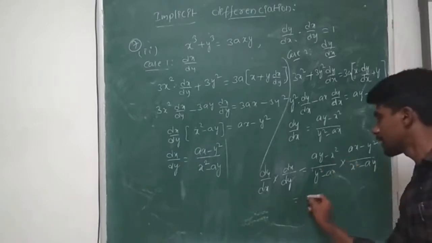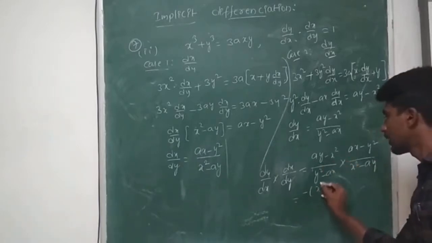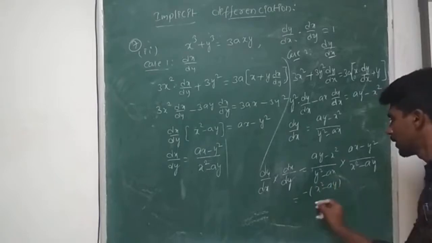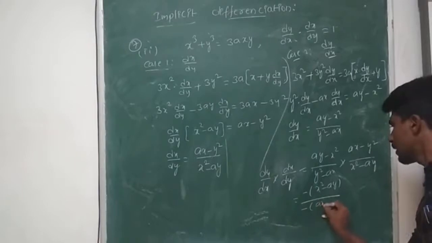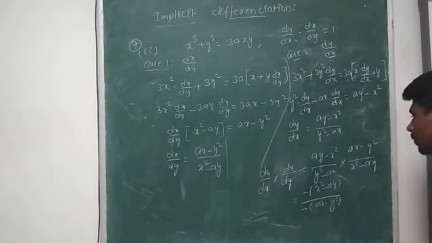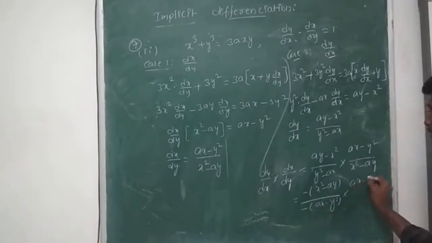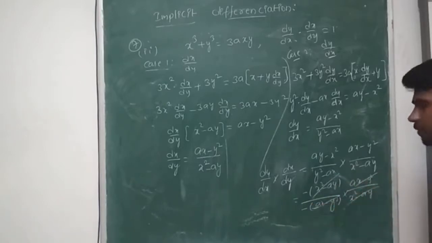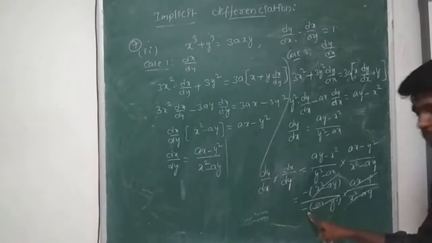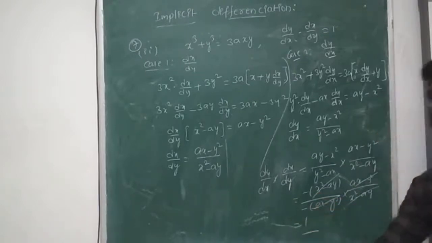So in numerator I can take minus common. I get x square minus ay. In denominator again I take minus common. I get ax minus y square, into ax minus y square by x square minus ay. So x square minus ay gets cancelled. ax minus y square and ax minus y square get cancelled. Minus by minus plus. So we got the answer as 1.